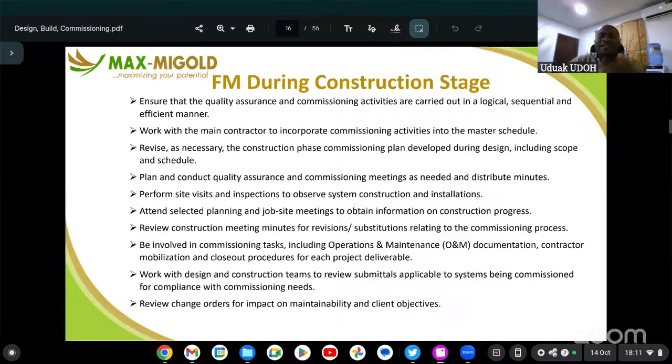So these things that are changing, does it make sense to the client? Does it still meet the client's objective? If I'm to conduct routine maintenance over time, would it be easy for me to operate that system and also maintain that system?